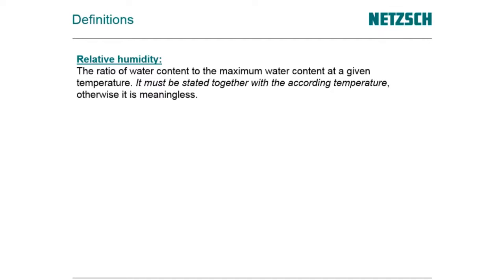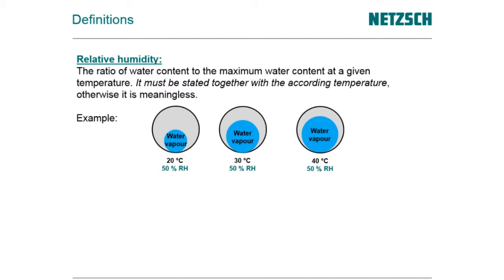As an example, again, you see here 3 volumes of gas at 20, at 30, and at 40 degrees C, and they all have the same value for the relative humidity. However, because the maximum content of water is different for 20, 30, and 40 degrees C, the absolute water content is also different in this case, as they have different referring water contents.